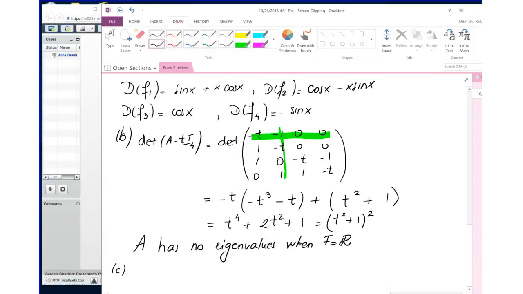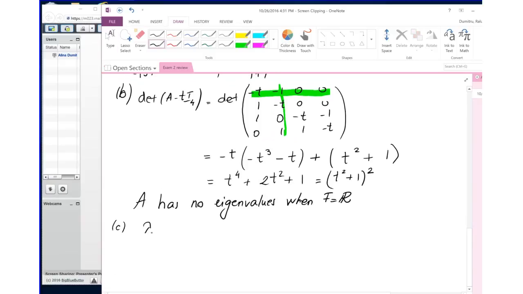Part C, find the eigenvalues of A when F is C. Now, when F is C it's a different story here, right? Because this polynomial has complex solutions, and they are i and negative i, each of them with multiplicity 2.